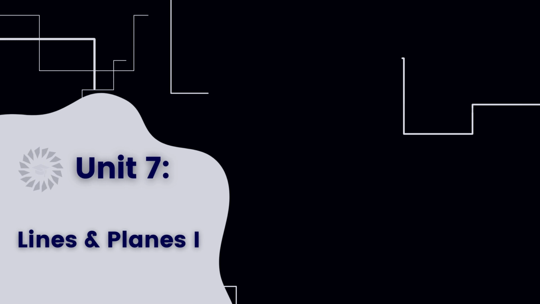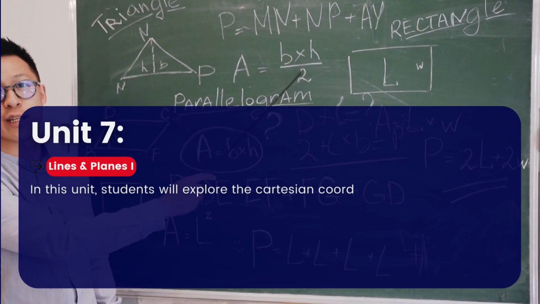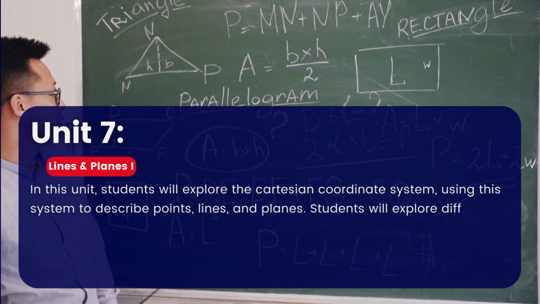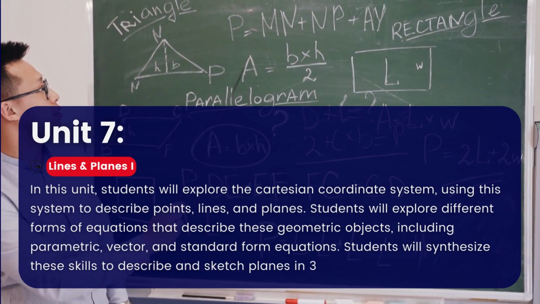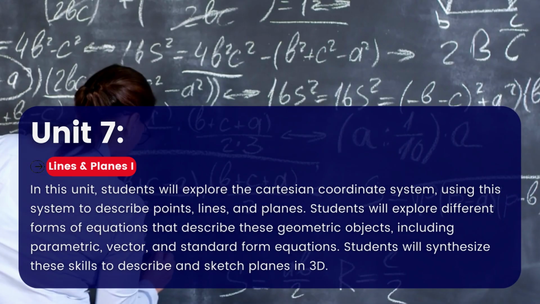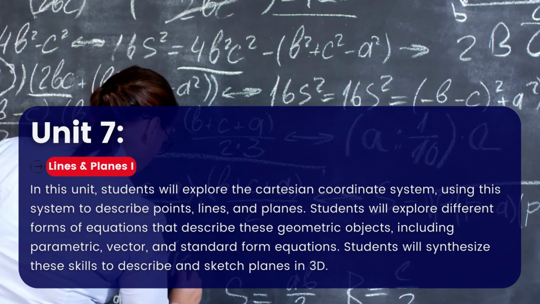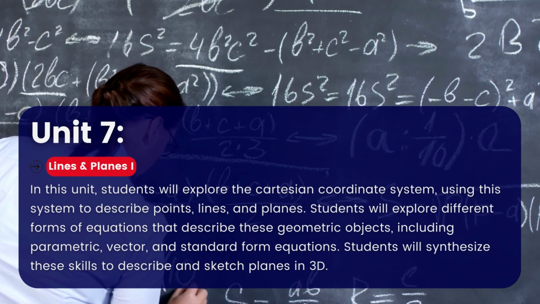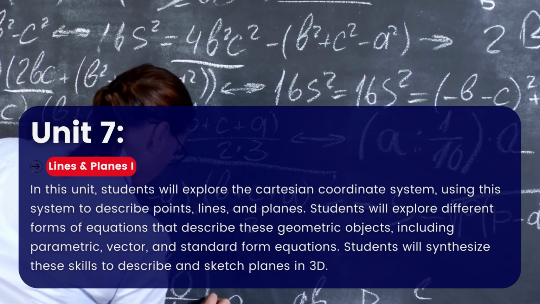Unit 7, Lines and Planes, Part 1. In this unit, students will explore the Cartesian coordinate system, using this system to describe points, lines, and planes. Students will explore different forms of equations that describe these geometric objects, including parametric, vector, and standard form equations. Students will synthesize these skills to describe and sketch planes in 3D.